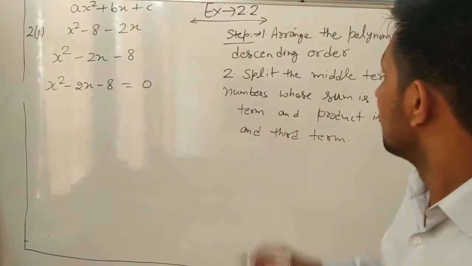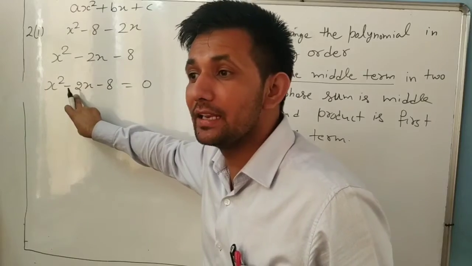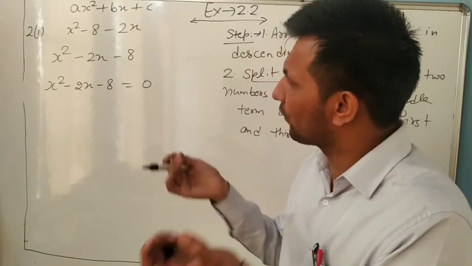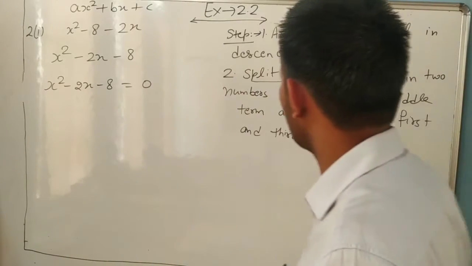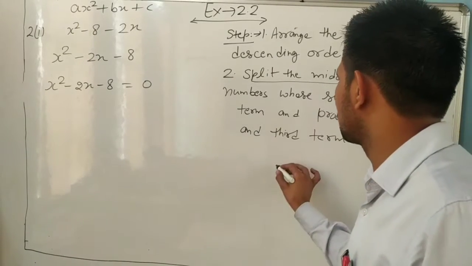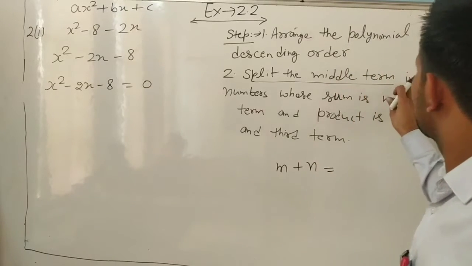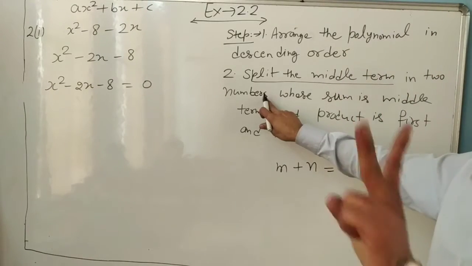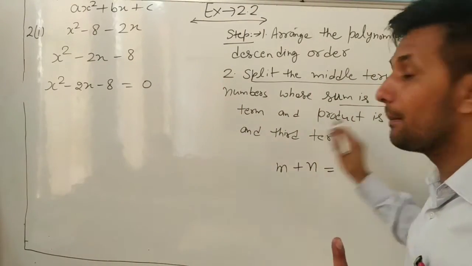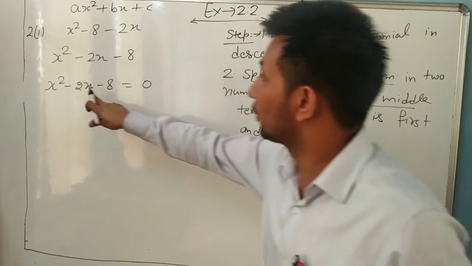And the second step is very important. Now look, split the middle term. What is the middle term? Minus 2. You can take minus 2x, but you can take only the coefficient. Okay, minus 2. So split into two numbers. Suppose one is m, second is n. Split the middle term into two numbers whose sum is the middle. So what is the sum of two numbers m and n? Sum is minus 2, the middle.